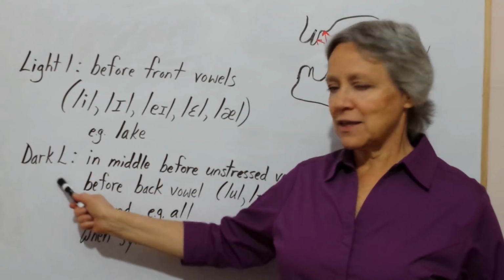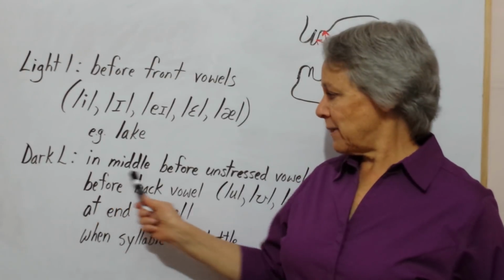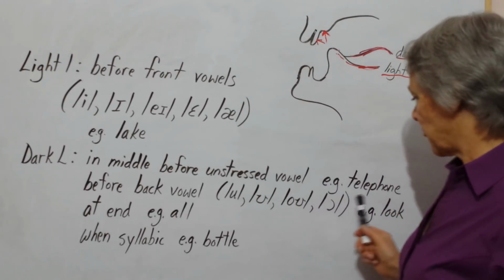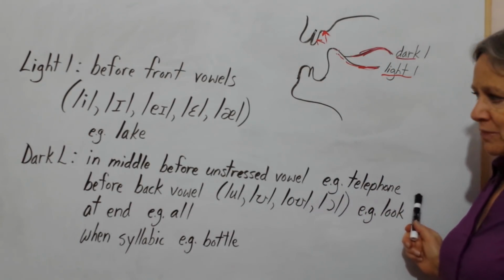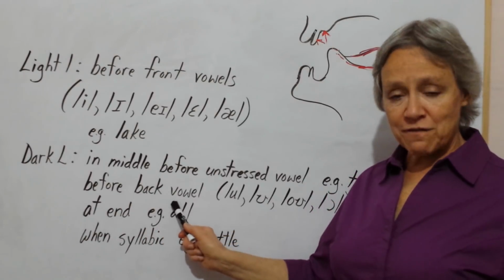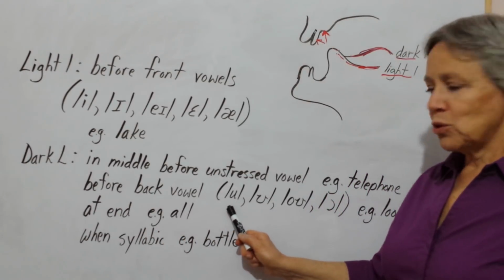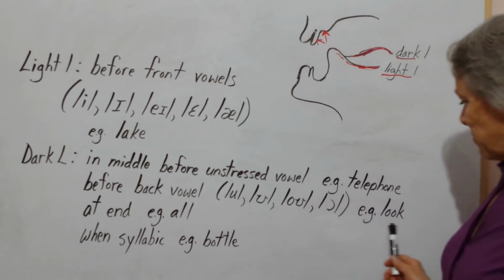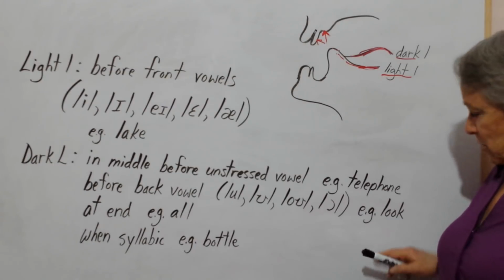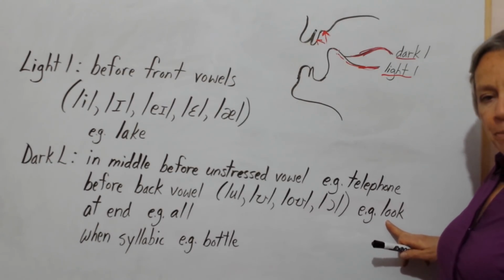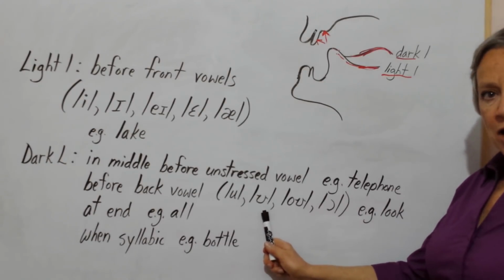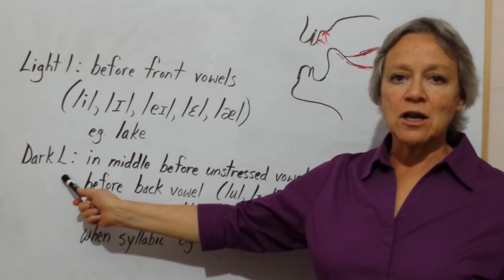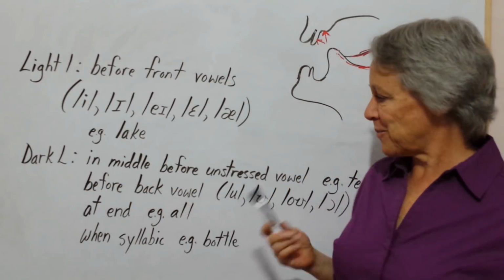The dark L is usually used in the middle of words before an unstressed vowel, as in the word telephone. It's also used before a back vowel, and the back vowels are oo, o, and aw. Here's an example in the word look. So these two letters O here make the vowel sound. So when the L comes before that, we normally get a dark L, look. So I'm raising the back of my tongue.